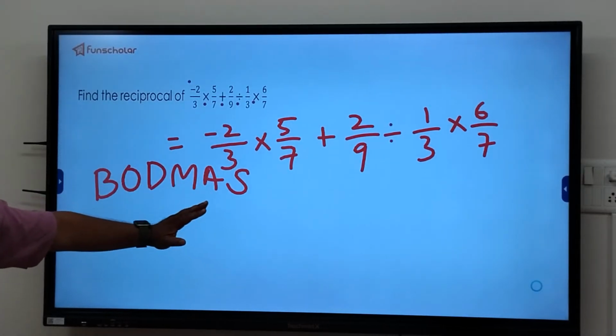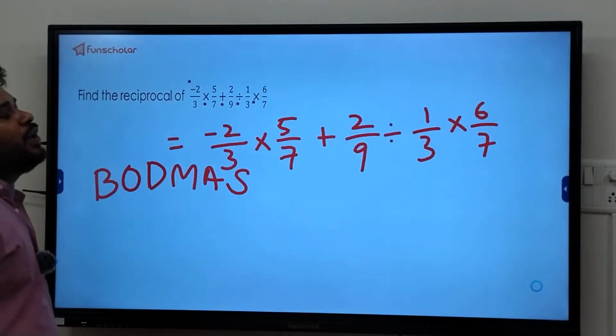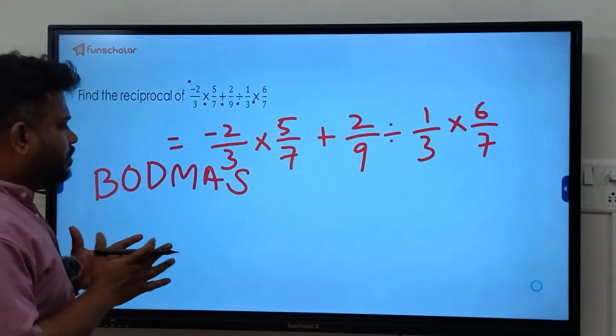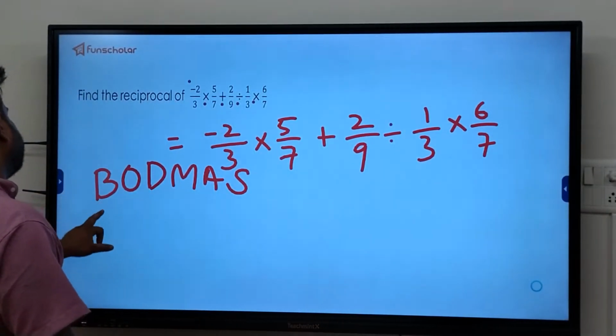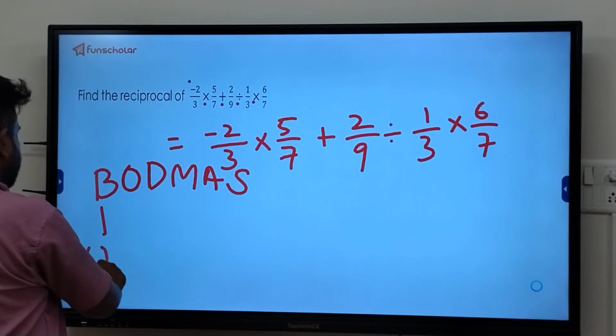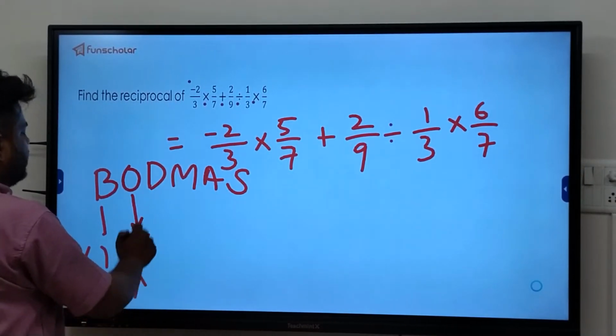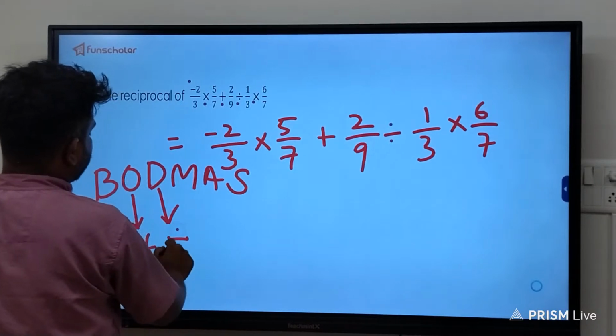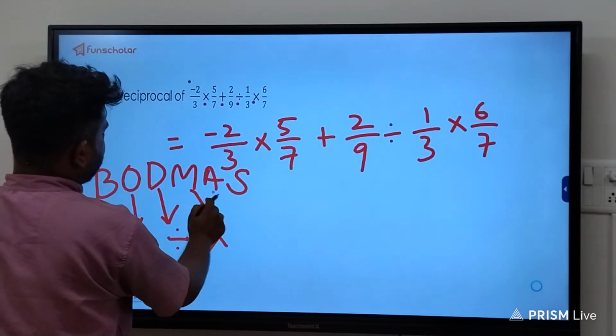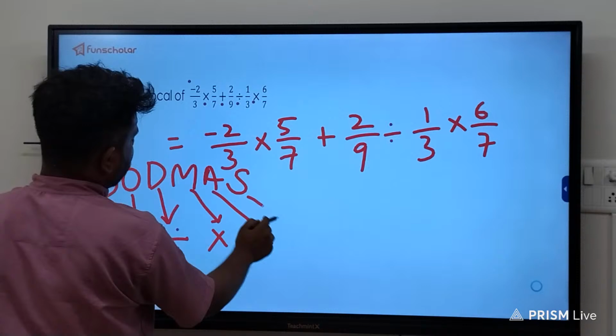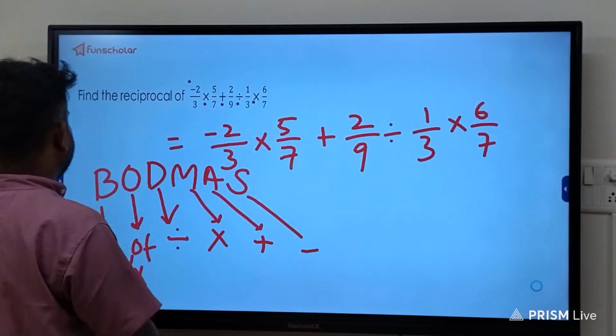we will learn about the BODMAS rule. Maybe you all know about it. BODMAS means B for brackets, O for of, or multiplication, whatever, D for division, M for multiplication, A for addition and S for subtraction.